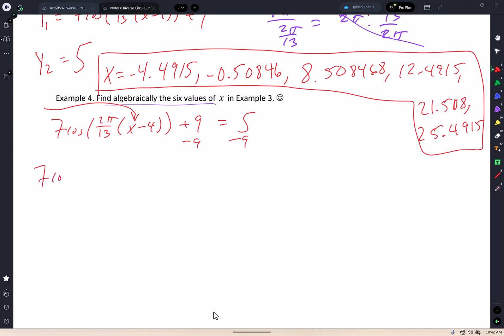All right, so here we go. Write the statement. 7 cosine of 2 pi over 13 times the quantity x minus 4, equals the difference between 5 and 9, which is 4. The 9 is larger, so keep the negative: negative 4. Are we okay so far? All right, what's my next move? I have 7 times cosine. Divide. Perfect. Cosine of 2 pi over 13 times the quantity x minus 4 equals negative 4/7. What's my next move?